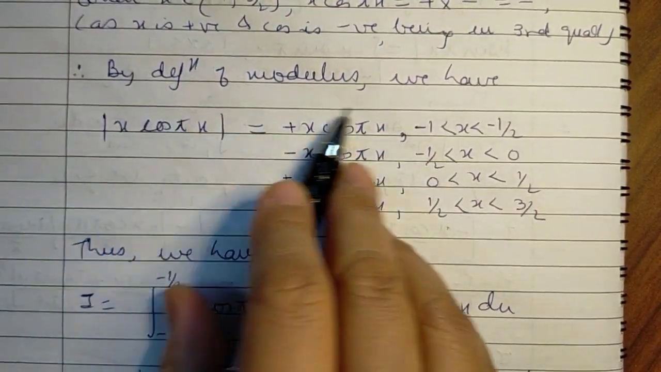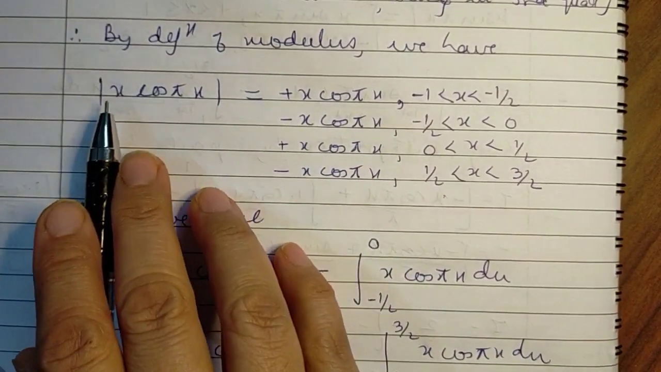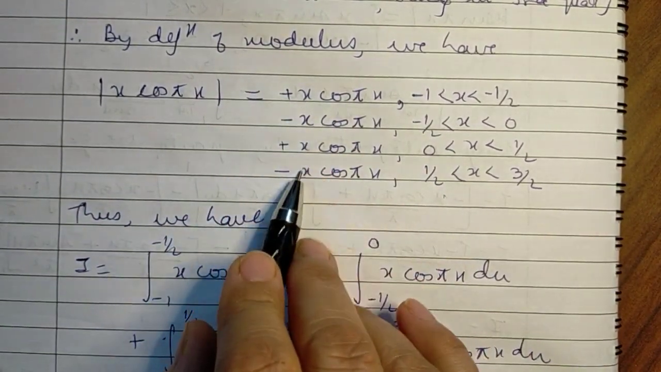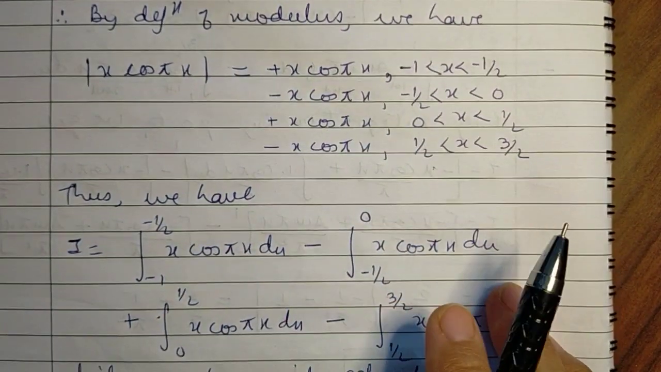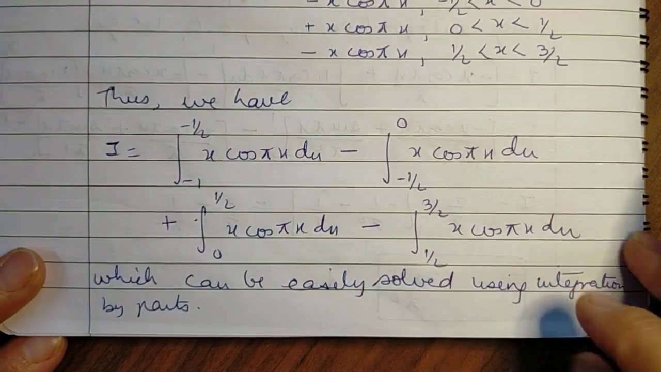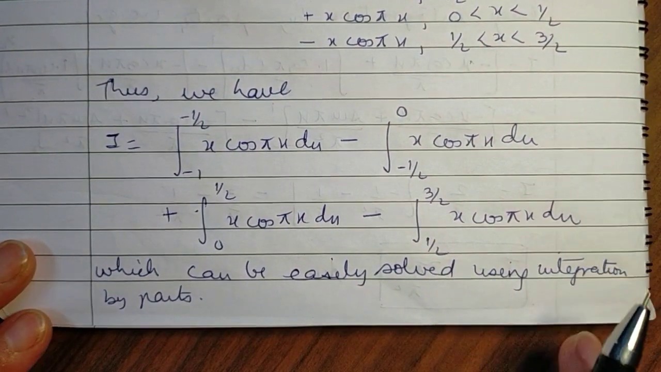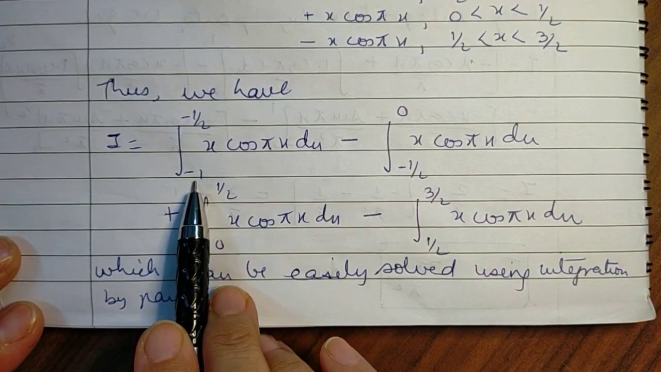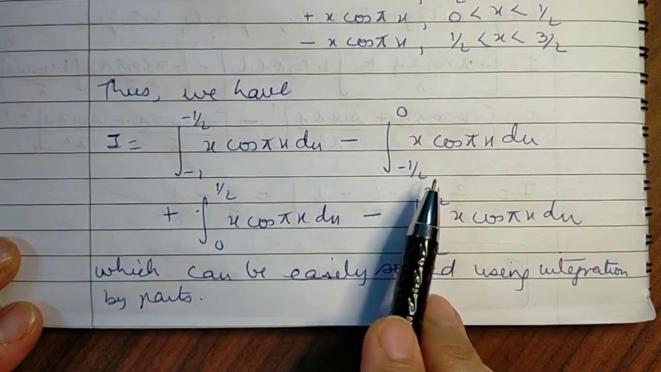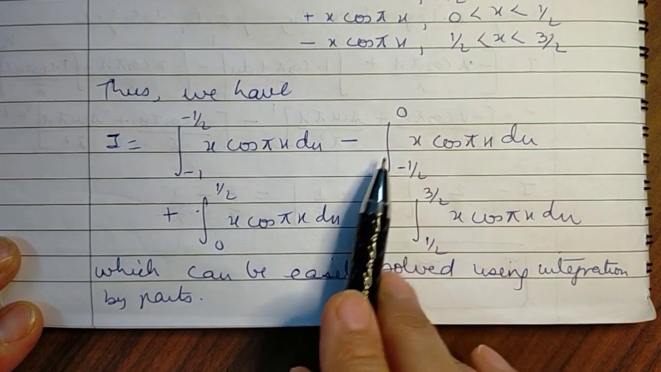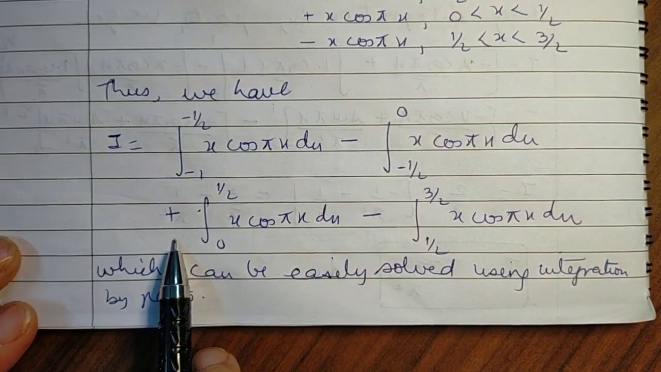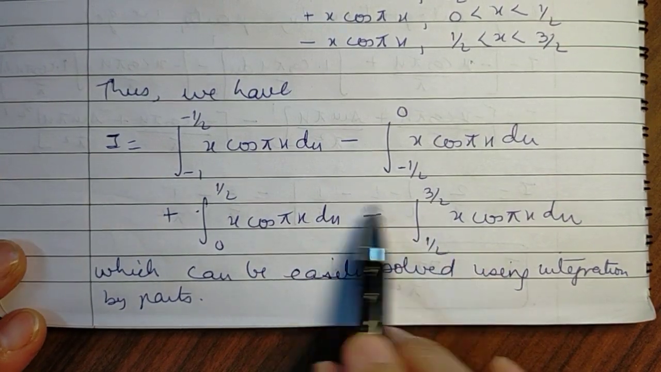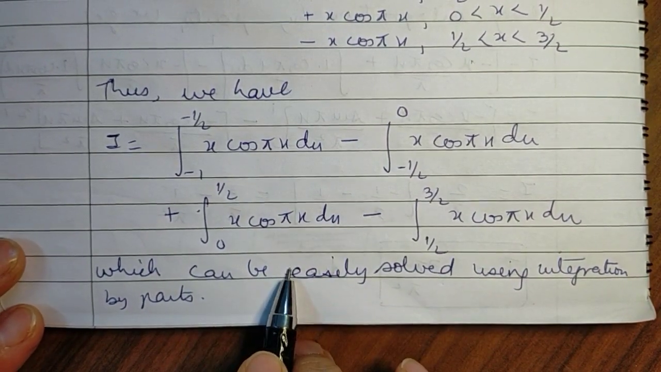So by the definition of modulus, we have modulus of x cos pi x, and you can split it into positive and negative in the various intervals, and thus the required integral can be found as a sum of 4 integrals. From minus 1 to minus half it is positive, from minus half to 0 negative, then 0 to half positive, and half to 3 by 2 it is negative, which can be easily solved using integration by parts.